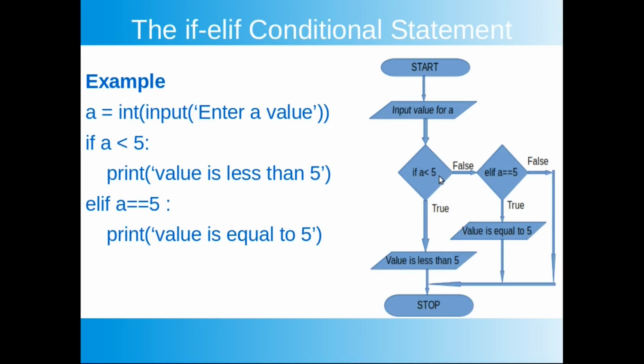But if the value is not less than 5, then it will go to the elif block and check whether the value entered is equal to 5 or not. If it is equal to 5, then the condition becomes true and value is equal to 5 is printed, and then your program stops. But if the value is not equal to 5, the condition becomes false and nothing is printed and your program stops.